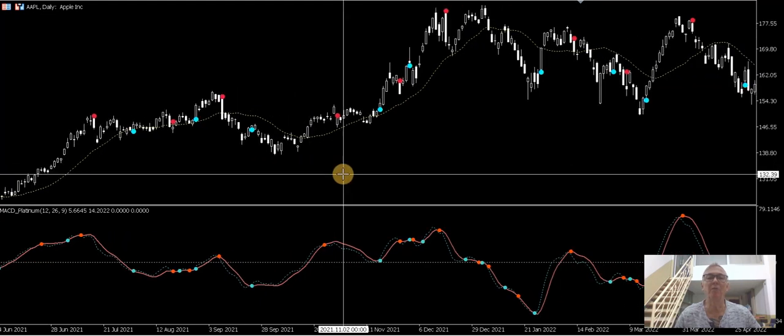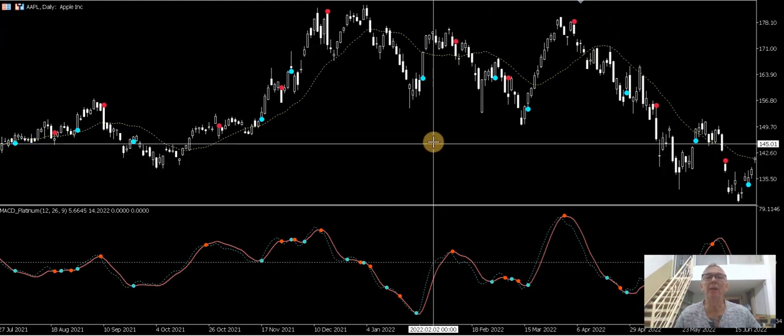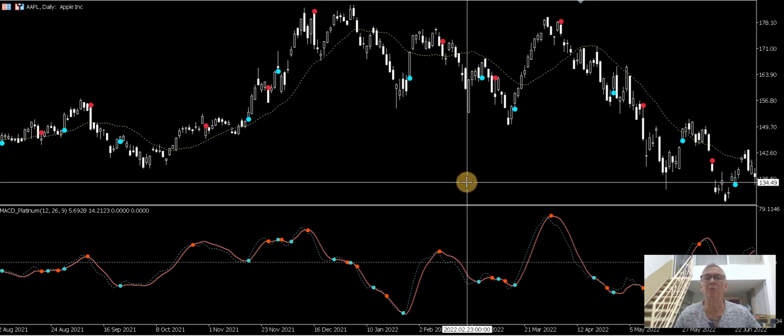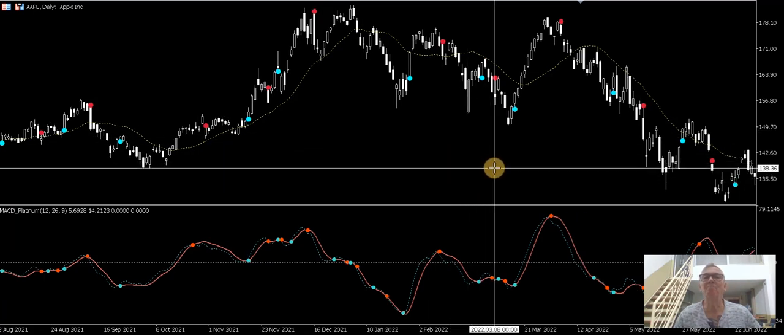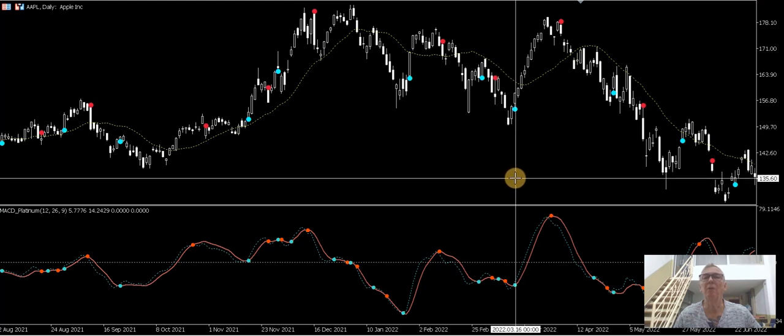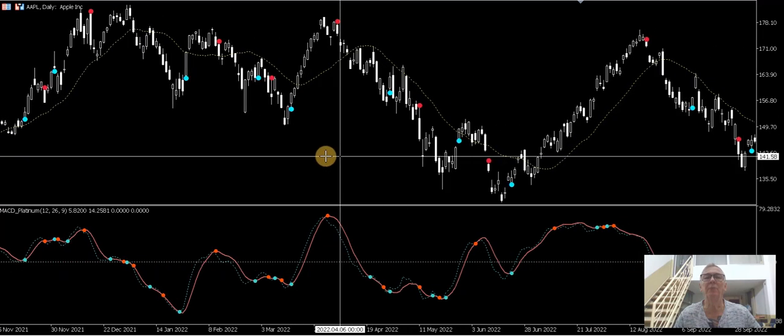All right, let's go somewhere where... Buy there, we can't lose. MACD platinum goes through the zero. Right, here's one. Buy there, say buy 100 shares, drops down, sell signal. Buy 300 shares there. MACD platinum goes up through the zero level, can't lose.